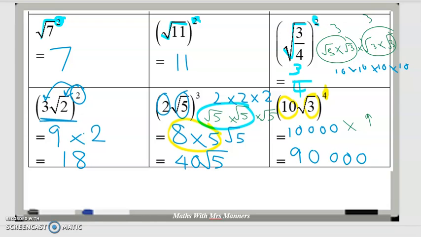Hopefully I didn't go too fast. I recommend pausing the video, thinking about things, rewinding, and watching it more than once if it is tricky. Okay, but from here, you should be able to complete the multiplication section of surds in our notes.